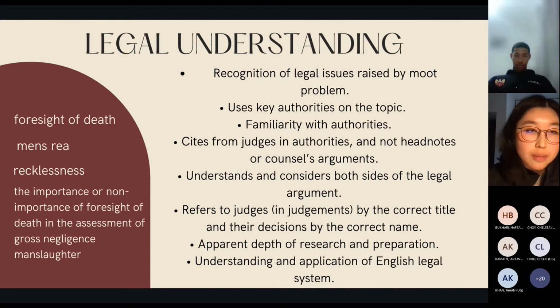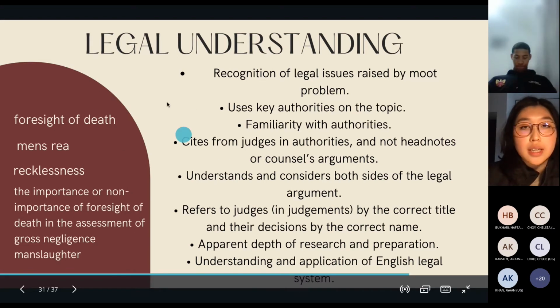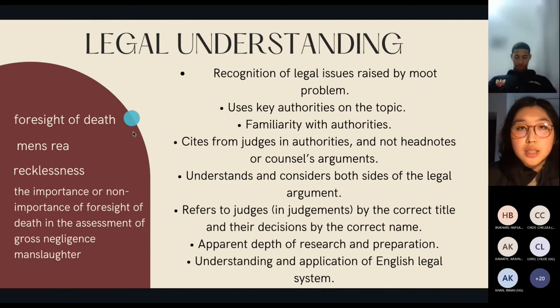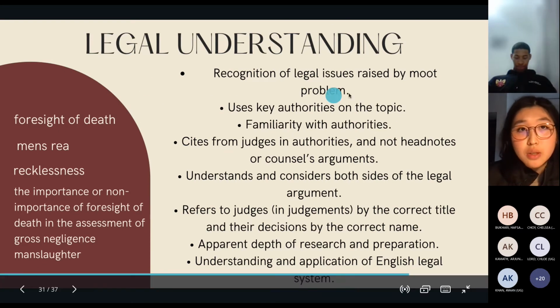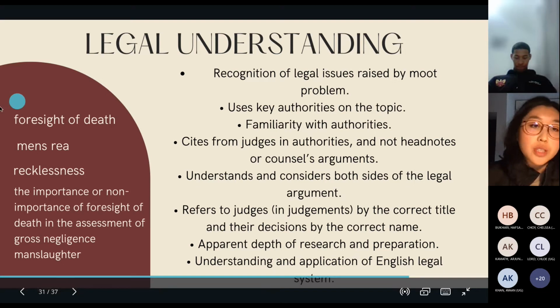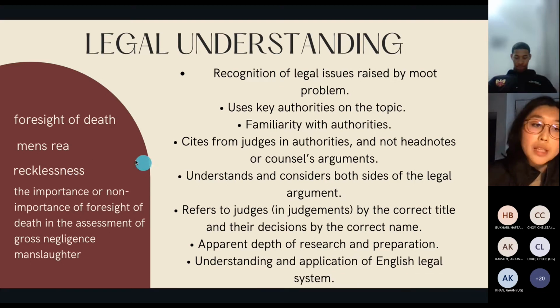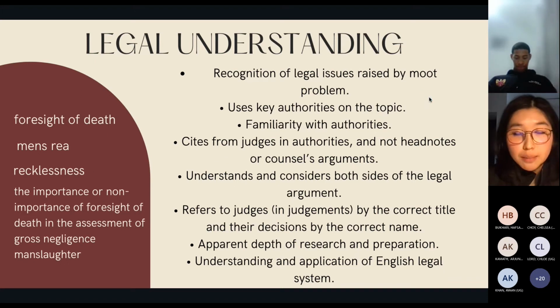And the main issue, as I demonstrated last week, is how to find key words and key phrases to find significant key judgments in relation to those phrases. So foresight of death would be one of the issues. Mens rea, obviously recklessness. And the main thing is the importance or non-importance of foresight of death in the assessment of GNM. So that is the main issue based on the demo problem.